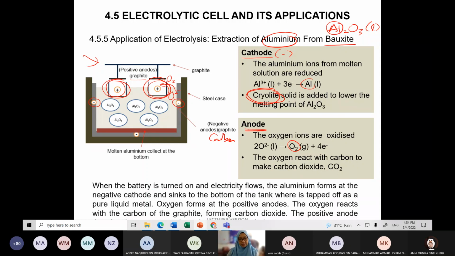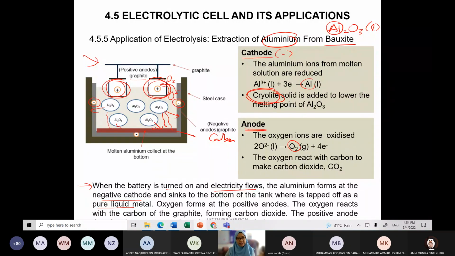Okay, alright. So when the battery is, this is the story lah. Kat sini, yang tadi tu saya ceritakan. Okay, ini dia punya cerita pendek kat bawah. When the battery is turned on and electricity flows, the aluminium forms at the negative cathode and sinks to the bottom of the tank where it is tapped off as a pure liquid metal. Okay, so aluminium will be attracted to the cathode. So dia akan attracted, so dia akan reduce into aluminium solid. So bila dia reduce, okay, dia akan jadi atom kan, so dia reduce jadi solid, dia jatuh dekat bawah ni.